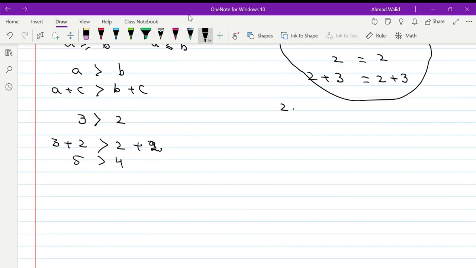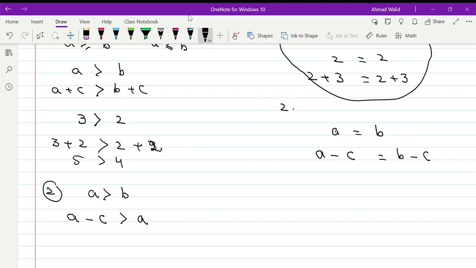If you have A equal B, if you subtract a number from the left, you have to subtract the same amount from the right. It applies also to inequality. Rule number 2. If you have A greater than B, or A less than B, or A greater equal B, or less than equal B, if you subtract a number from the left, you have to subtract the same amount from the right too.